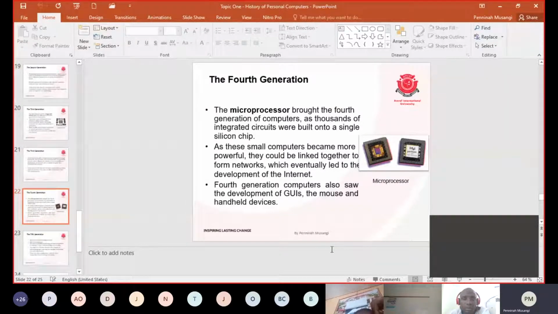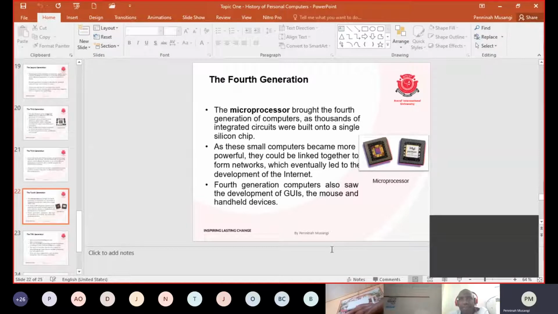Moving on to the fourth generation, the microprocessor defines the fourth generation. And the microprocessor replaced the integrated circuits of the third generation. A microprocessor is actually thousands of integrated circuits built into a single silicon chip. So those thousands of ICs, when they are put in a single silicon chip, become a microprocessor, and that is what was used in the fourth generation.